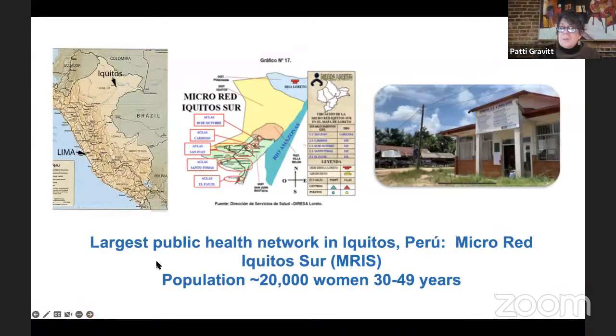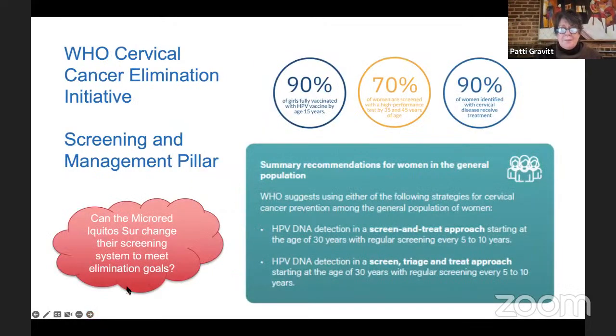We engaged with the largest public health network in Iquitos City, Peru, which is the Microred de Iquitos Sur, or the IMRIS. They had a population of about 20,000 women who were 30 to 49 years old, who were able to be screened by HPV-based testing, which I'll talk a little bit more about why we chose. And this is just an example of the primary health facility in the Peruvian Amazon, which may be familiar to many of you who work in rural areas, where most healthcare and most cancer prevention might be best applied.